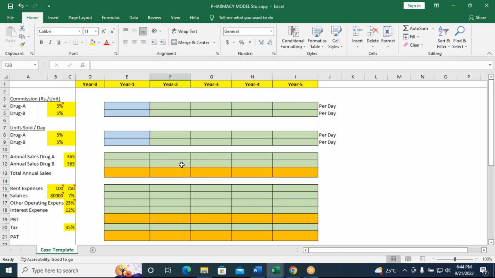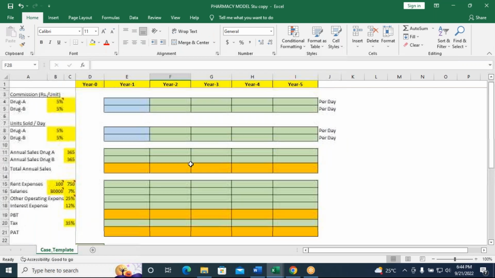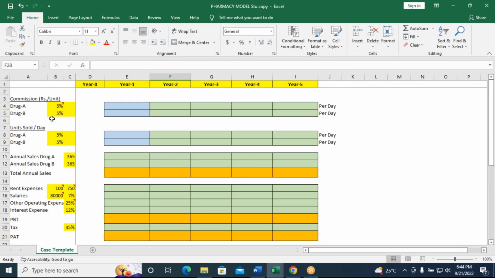Okay, I want you people to guide me. So first let's put in the requirements. Drug A, what is the cost of drug A? 25 rupees, ma'am. Then drug B, 60 rupees.